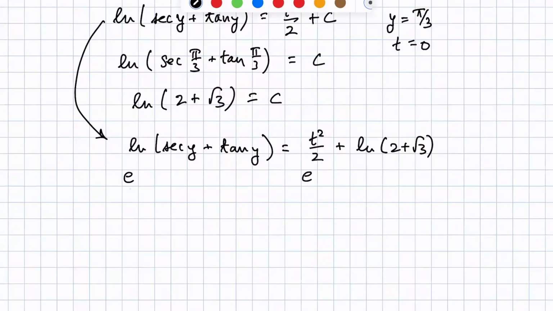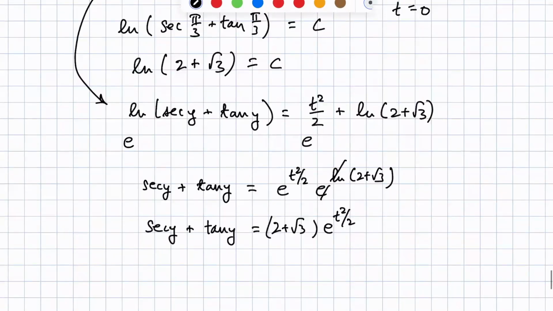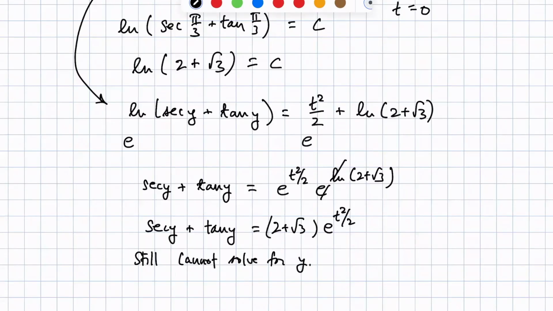You can actually take e to both sides, and then I have secant of y plus tangent of y equals e to the t squared over 2 times e to the ln of 2 plus root 3. So secant of y plus tangent of y is equal to, well, these cancel out, 2 plus root 3 times e to the t squared over 2. But you still can't solve for y, so we leave it in this form.